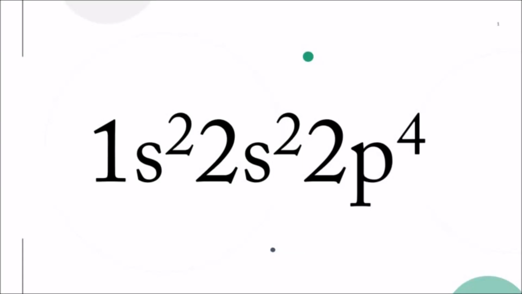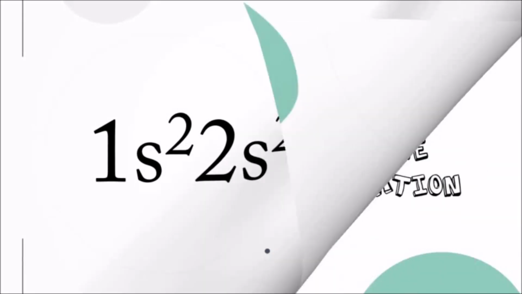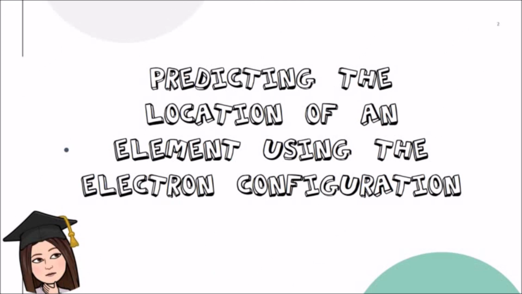Does this seem familiar to you? Yes, this is an electron configuration of a specific element. On your previous lesson, you've learned how to write electron configuration of elements. But do you know that you can actually predict the location of an element using just its electron configuration? That will be the topic for our video today. In this video, you're going to learn how to predict the location of an element using its electron configuration.